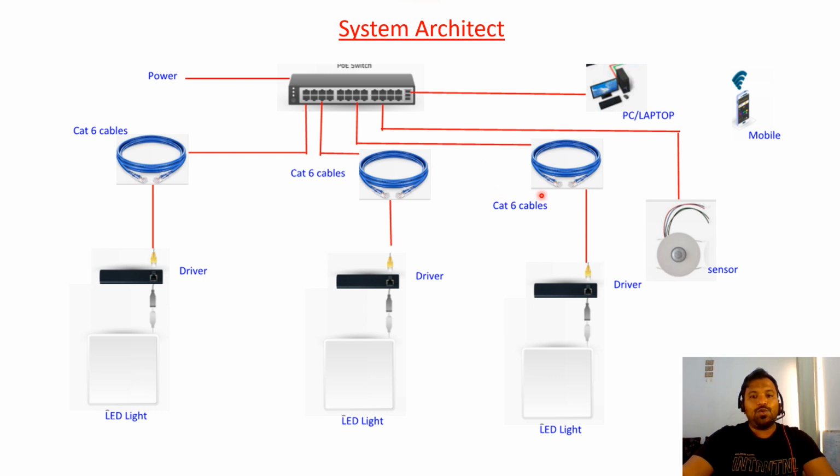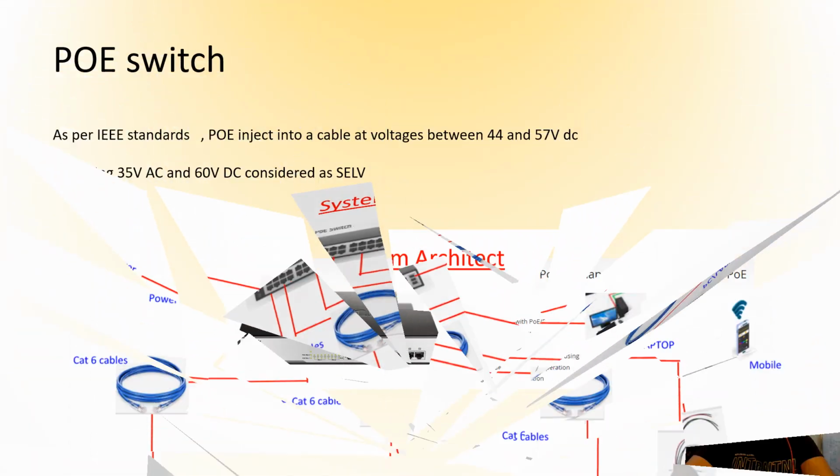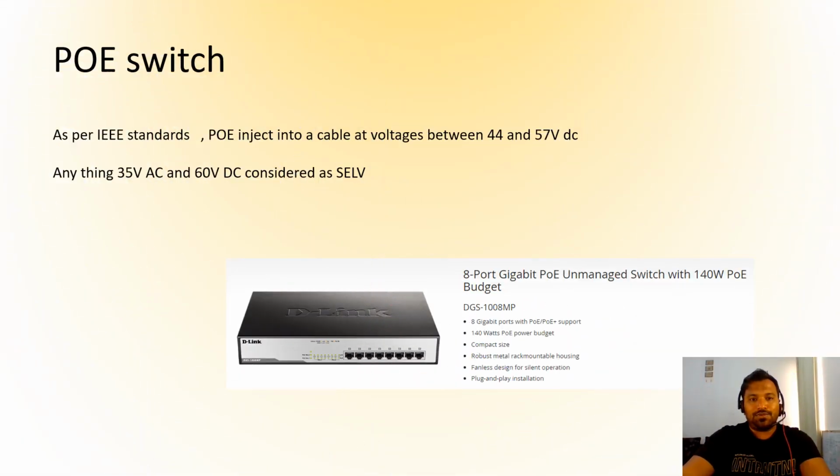You can minimize your lighting from 0 to 100%, which means you can dim your lights from 0 to 100%. I think you feel that this is the technology they are using nowadays. So let me explain a little bit more: what is a PoE switch? A PoE switch is a Power over Ethernet switch.